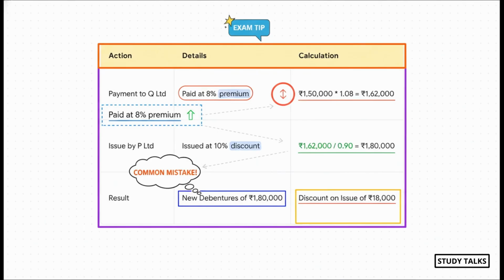And this is just a beautiful example of a complex settlement. This is a guaranteed four-mark adjustment, I promise you. First, the debenture holders of Q Limited, the seller, get paid off at an 8% premium. That amount, $1,62,000, is then settled by P Limited, the buyer who issues new debentures at a 10% discount. You have to do the math to figure out that P Limited needs to issue debentures with a face value of $1,80,000. It's a two-step calculation, and people lose marks on it all the time.